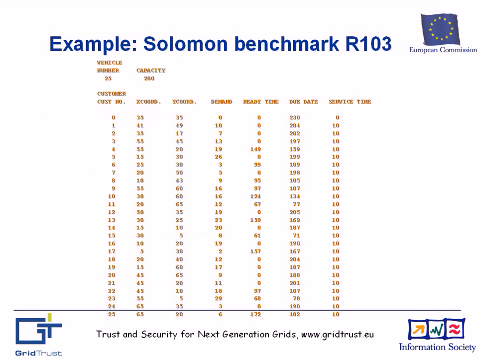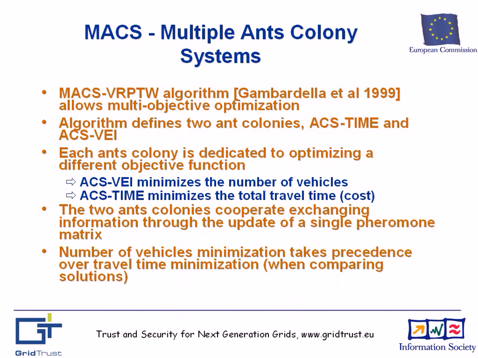This slide shows an example of VRPTW input data with 25 customer tasks to be allocated to vehicles of given capacity. The algorithm to solve the problem is an implementation of the multiple ants colony system proposed by Luca Gambardella for multi-objective optimization.